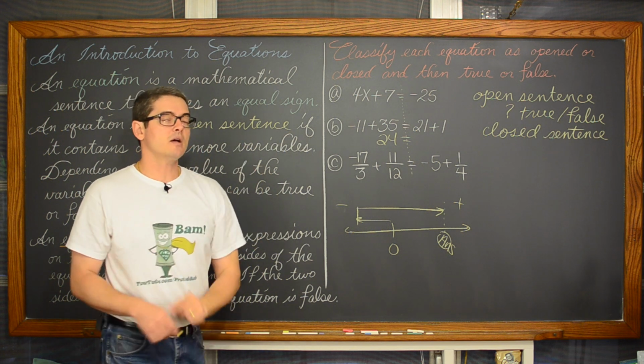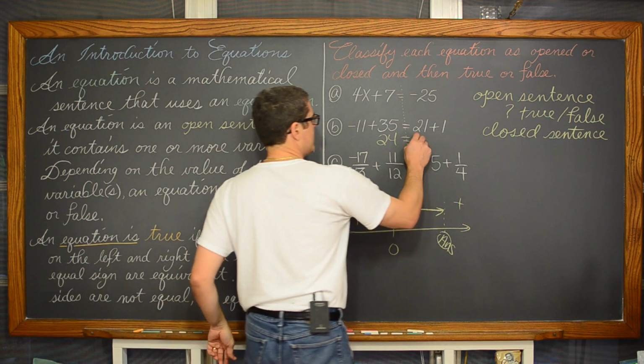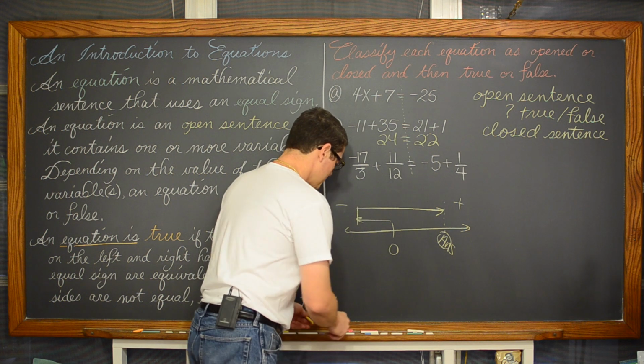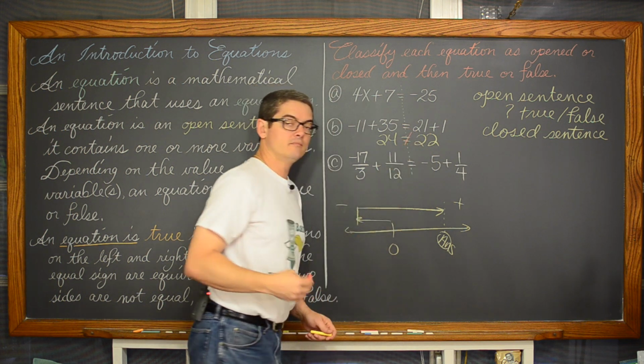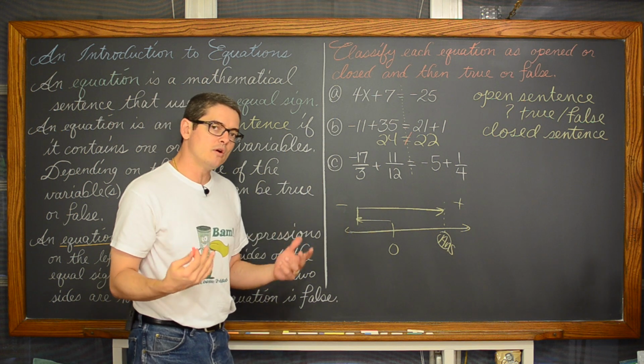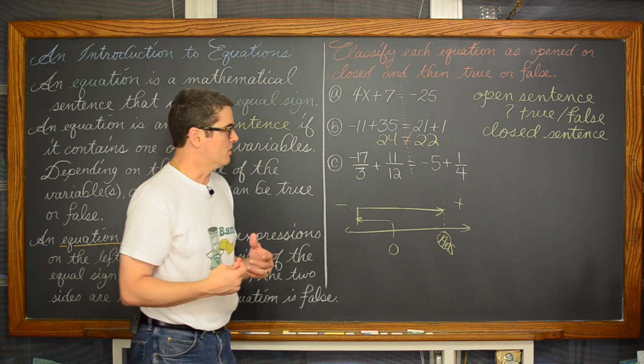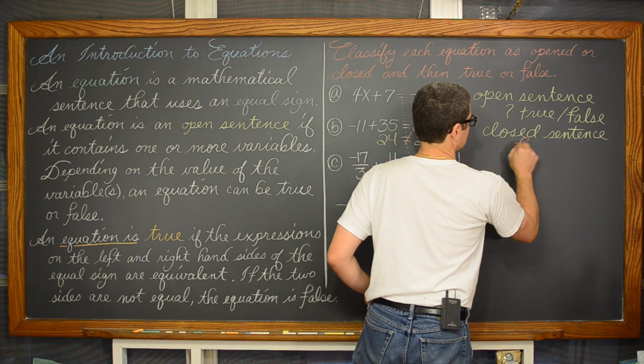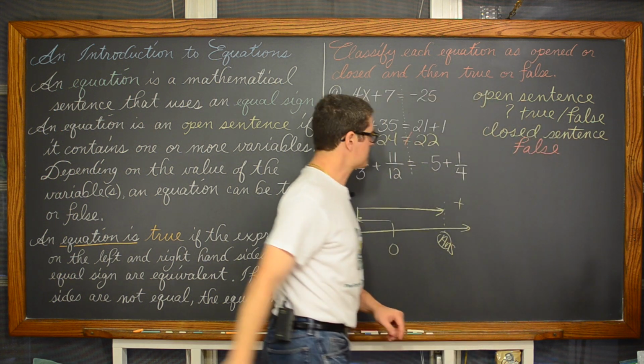And on the right-hand side, we have 21 plus 1. Well, that comes out to be 22. And because we see the numerical value of the left and the right-hand side, those are not equivalent values. Those are not equal. So this closed sentence is false.